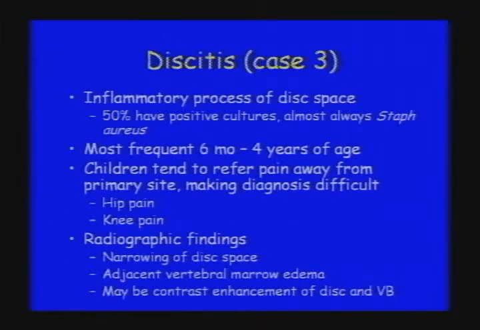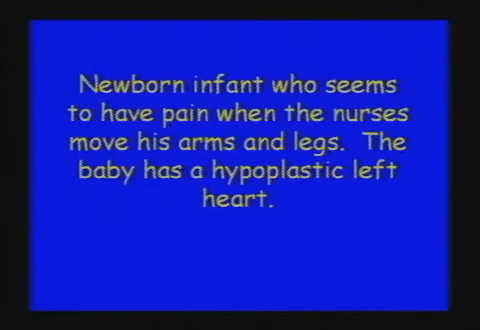The radiographic findings for discitis include disc space narrowing, adjacent marrow edema, and you can see enhancement of the disc and vertebral body end plates. So it can be subtle, but watch for that because you look like you're a star when you find it.